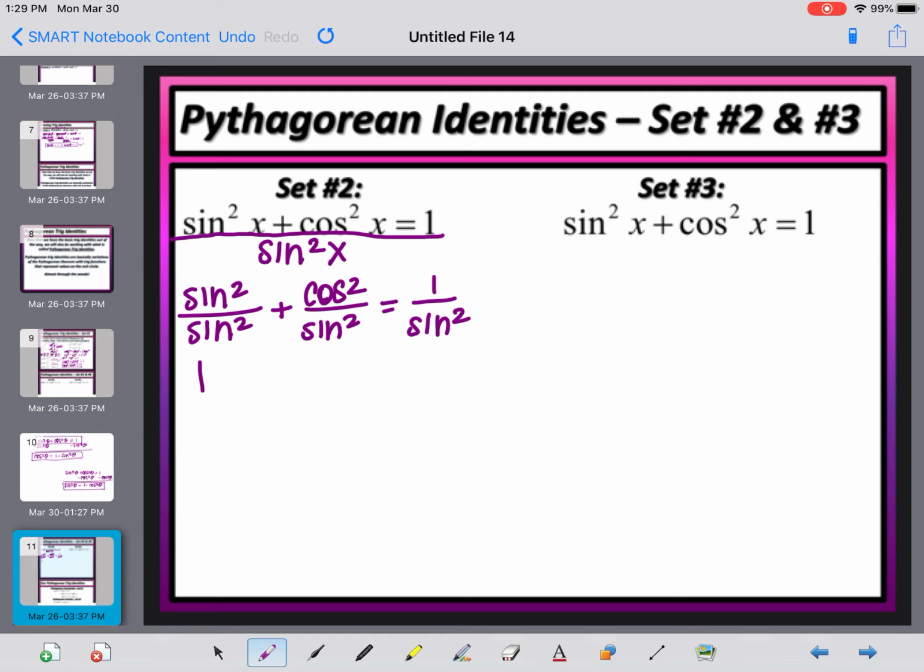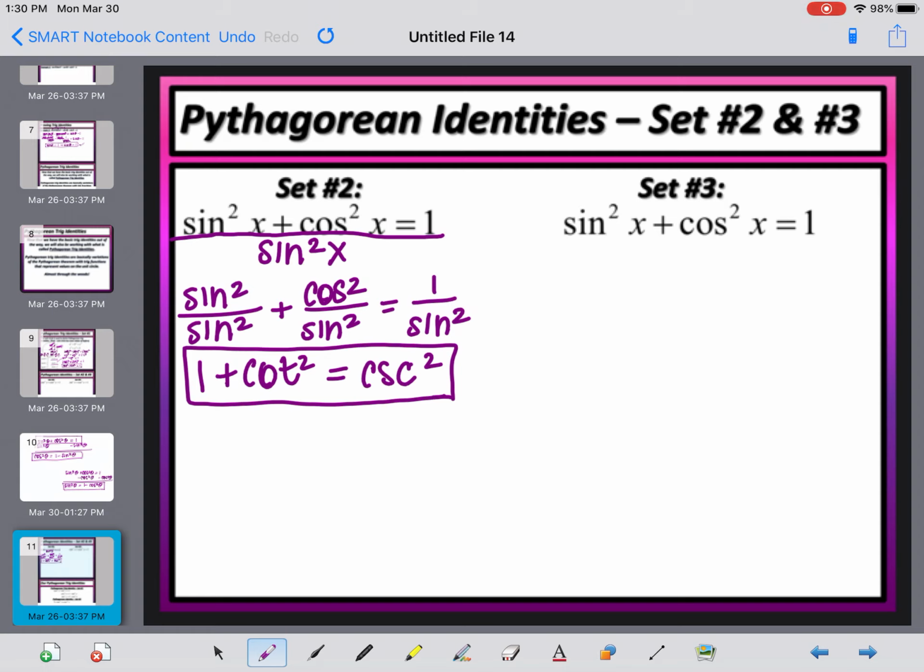So sine squared over sine squared equals 1. Cosine squared over sine squared, well, that's going back to the basic of cosine over sine. And cosine over sine equals cotangent. So if we're squaring these, cosine squared over sine squared would be cotangent squared. And 1 over sine squared would be cosecant squared. So this is the first in set 2.